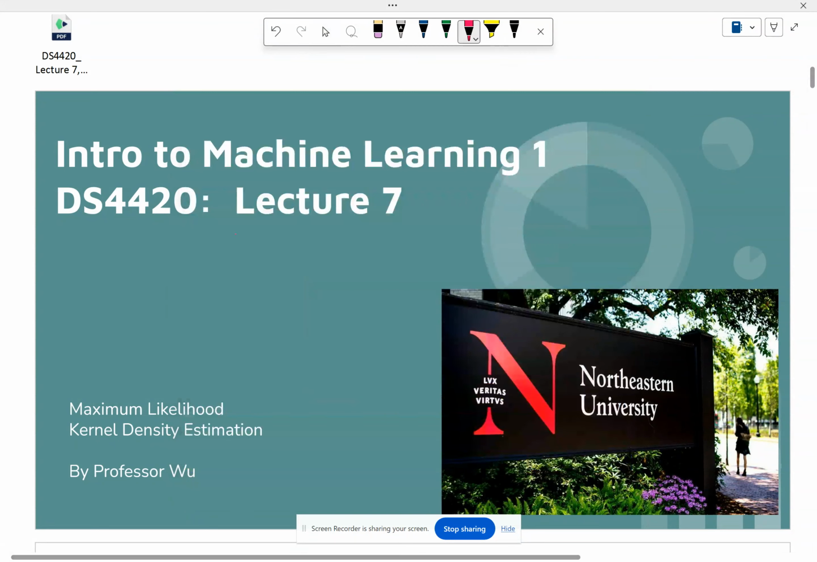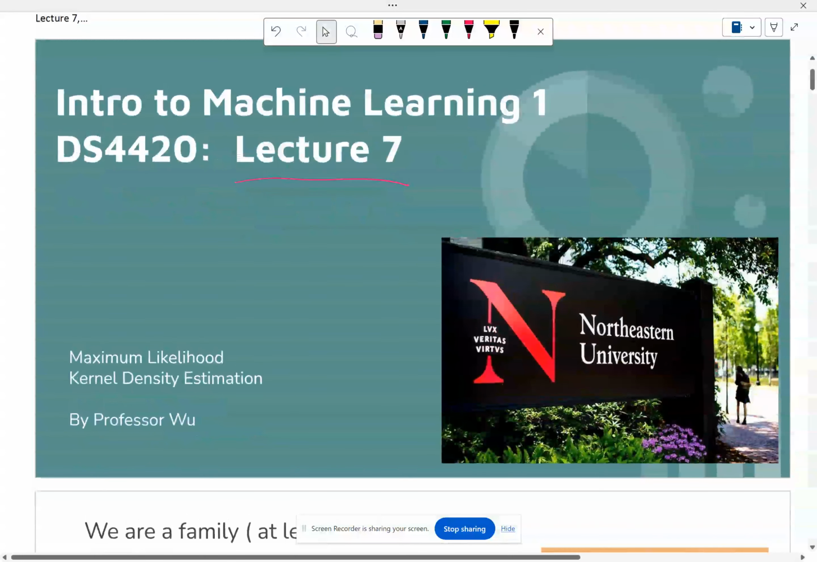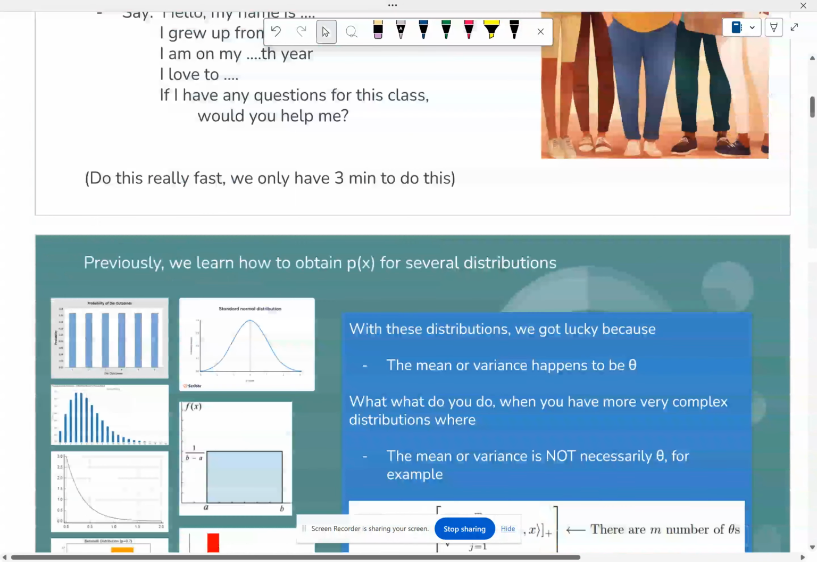All right, welcome to Lecture 7. Today we're going to go over the concept of maximum likelihood and kernel density estimation.